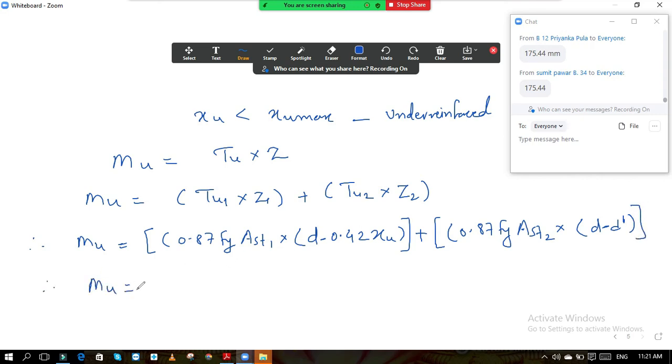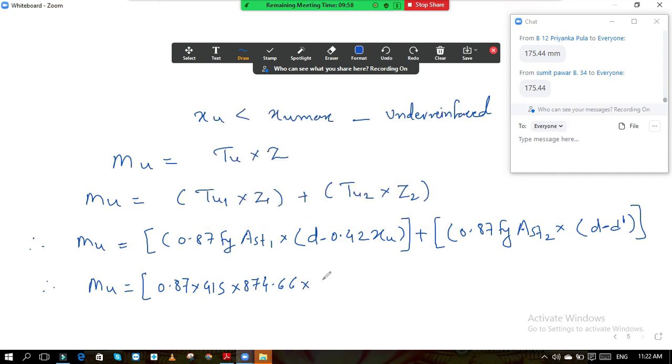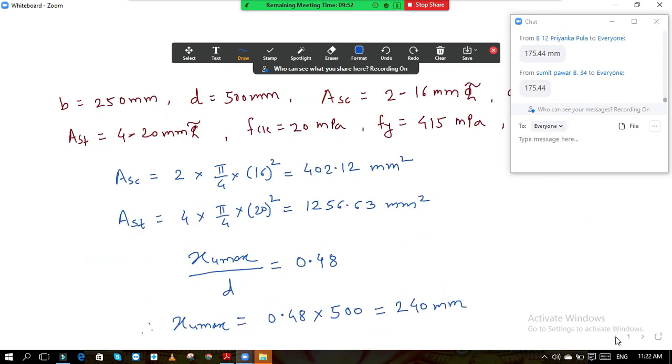Therefore, MU is equal to 0.87 Fy into AST1. What was the value of AST1? It's 874.66 into D minus 0.42 XU. What was the depth of our section? 500.